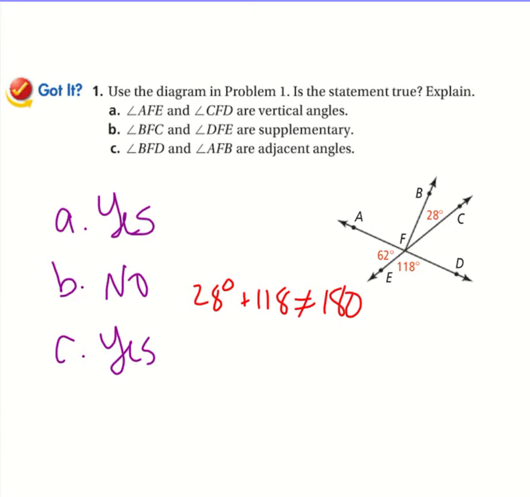And for C, are BFD and AFB adjacent angles? Well, if we trace those, we have angle BFD and we have angle AFB. They share a common vertex and this common side, so they are adjacent angles.